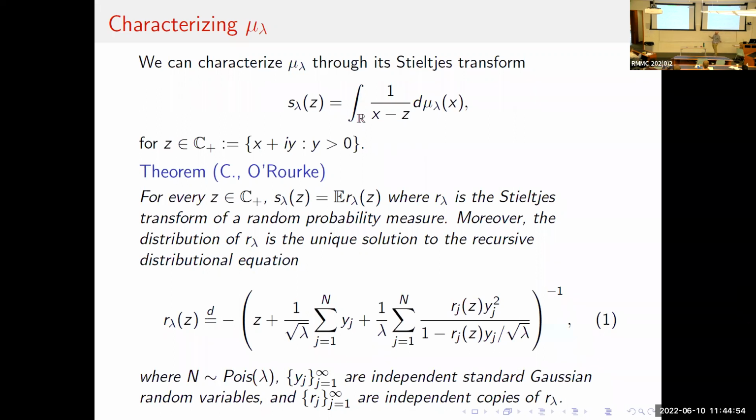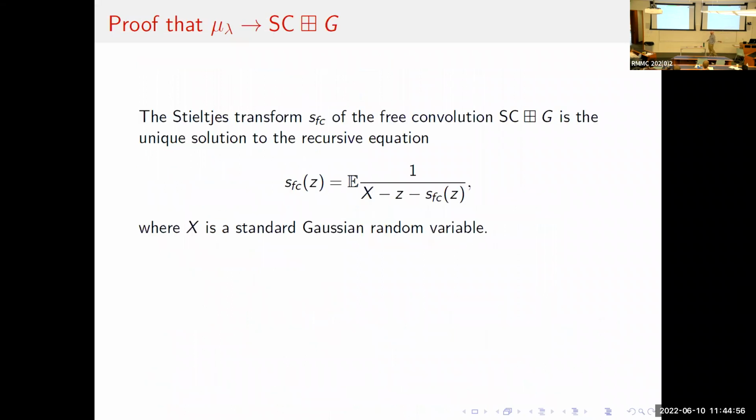So how do you use something like this to prove our limiting result? Well, we need to characterize the Stieltjes transform of the free convolution. So this is not something we did, this was known. It turns out it's the unique solution of the following regular recursive equation. So the Stieltjes transform is equal to the expected value of 1 over a Gaussian minus z minus the Stieltjes transform. And this is for every z in the upper half plane with the right asymptotics, so the right Laurent expansion at infinity. I believe this follows from work of Bien in the 90s. That's what everyone cites, but I couldn't find it explicitly stated in the paper they were citing.